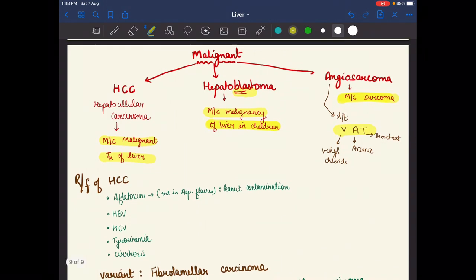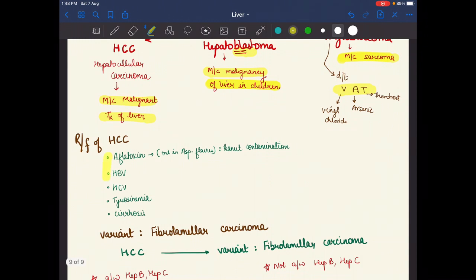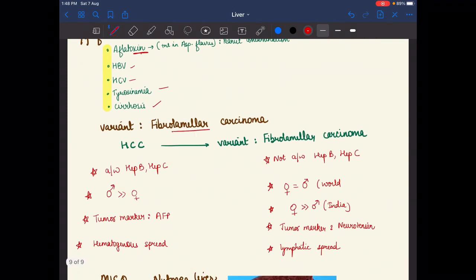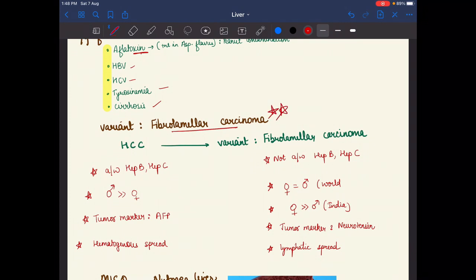What are the risk factors of hepatocellular carcinoma? These are the risk factors: aflatoxin, which is found in peanuts. So with peanut contamination, we find aflatoxins, and also hepatitis B virus, C virus, tyrosinemia, and cirrhosis. Now there is a variant of hepatocellular carcinoma, that is fibrolamellar carcinoma. Let's see the difference between HCC and its variant.